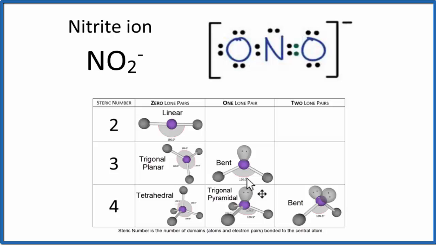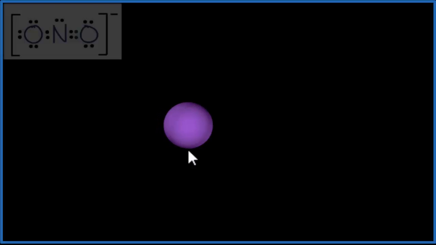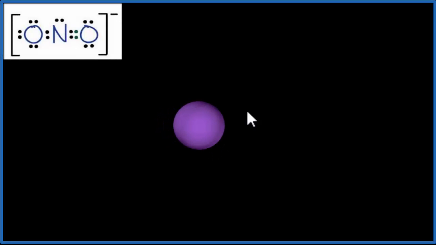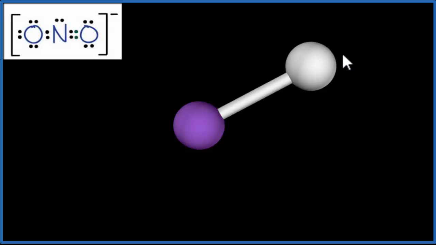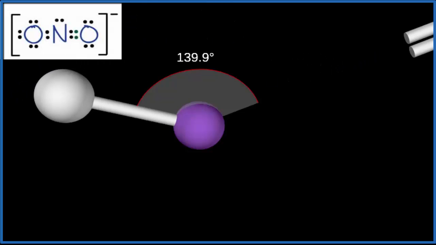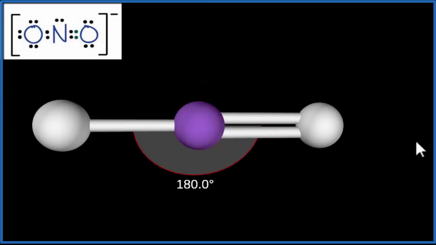Let's see how we ended up with this bent molecular geometry in a bond angle of 120 degrees for NO2-. So the purple, that represents the central nitrogen. So we'll add one of the oxygens, and then let's add the double bond here. And you can see they're spread out. They have 180 degrees as the bond angle. But we need to add that lone pair of electrons.